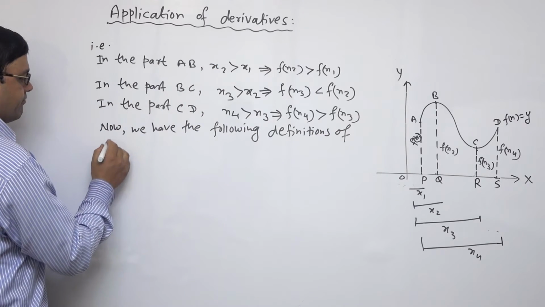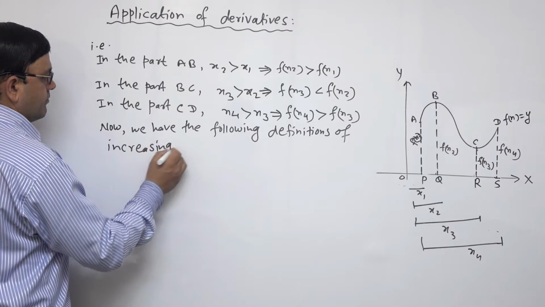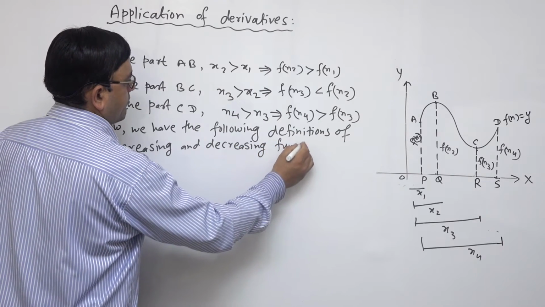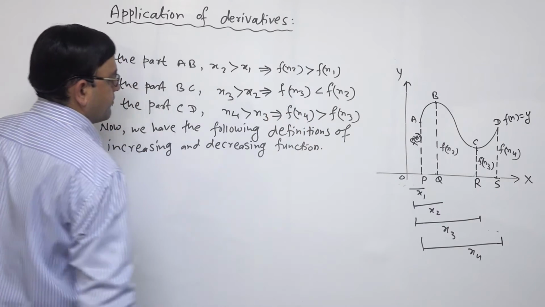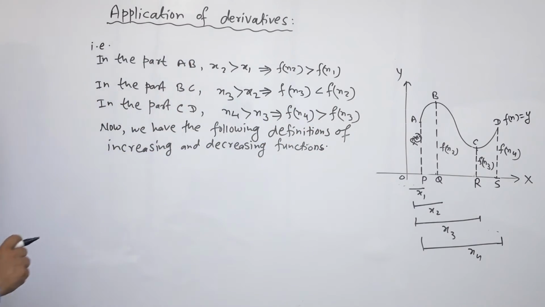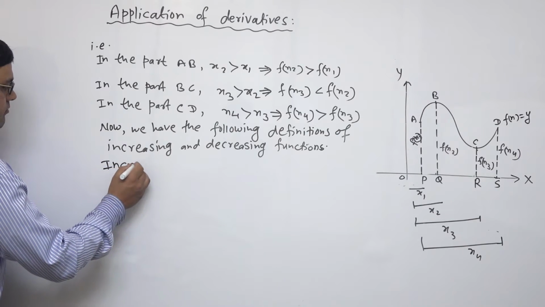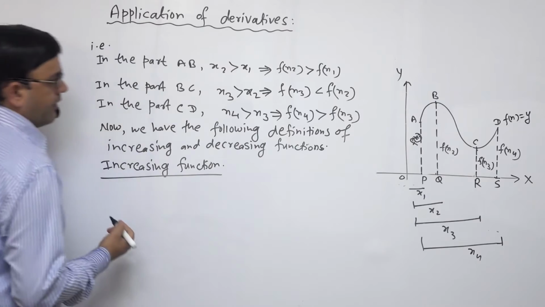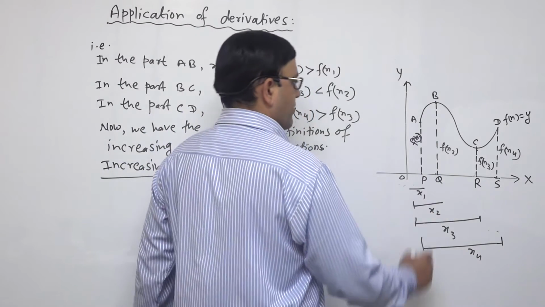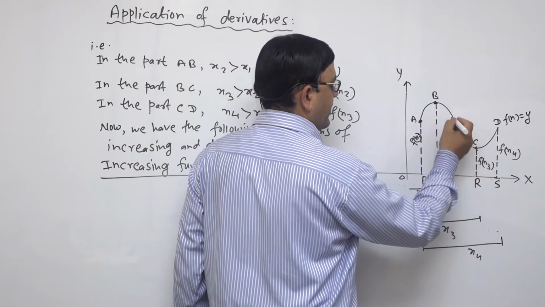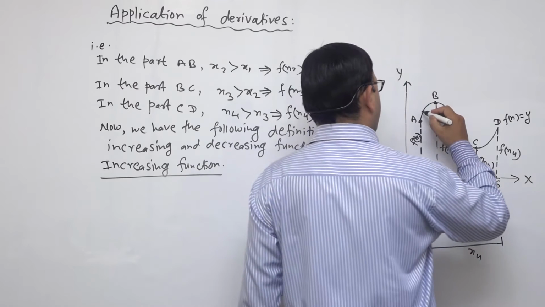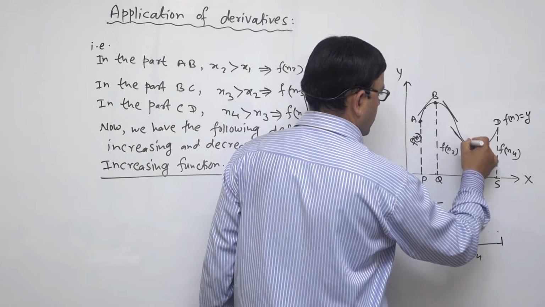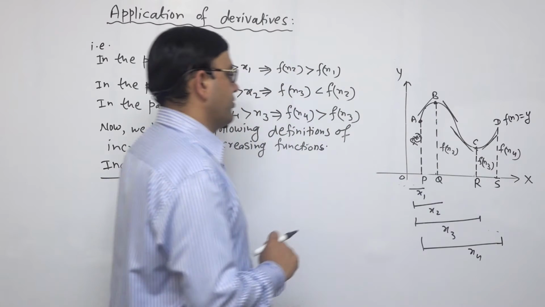Of increasing and decreasing function. Now about increasing function. Increasing function, we looked at both increase and decrease. Here we saw that from A to B it is increasing, from B to C decreasing, and from C to D increasing again. Here we can draw the slope as tangents like this. We can draw like this.